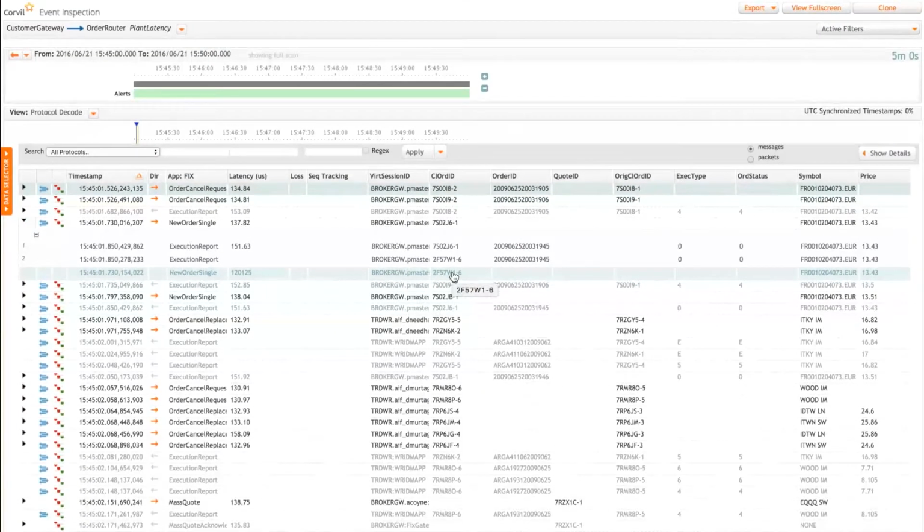So by going through those stages, we're now able to relate the new order single that went to the market with the new order single that came from the client, and we can calculate the latency between the two. And if we were to compare the timestamps of when both those messages were seen, we would have a latency there of 137 microseconds.